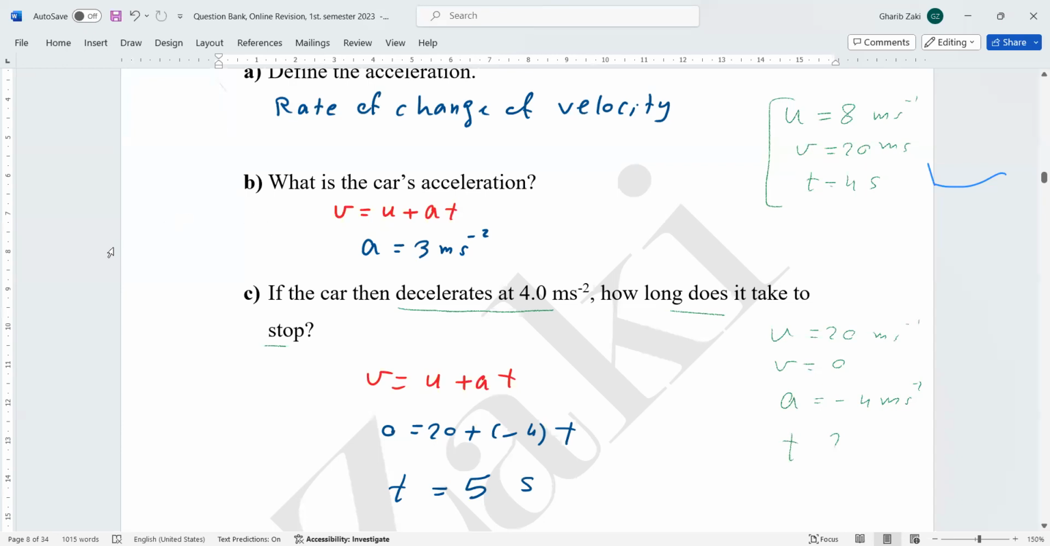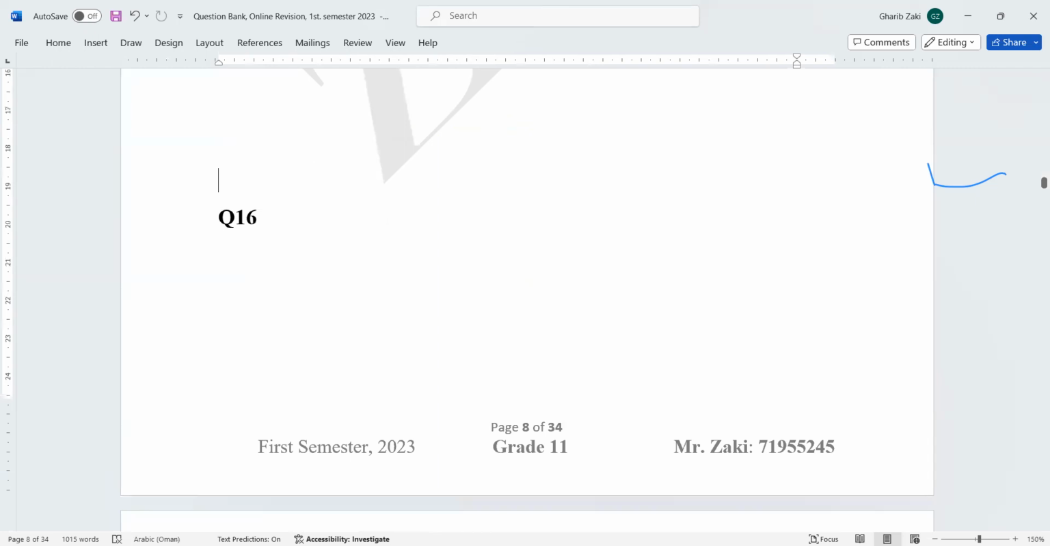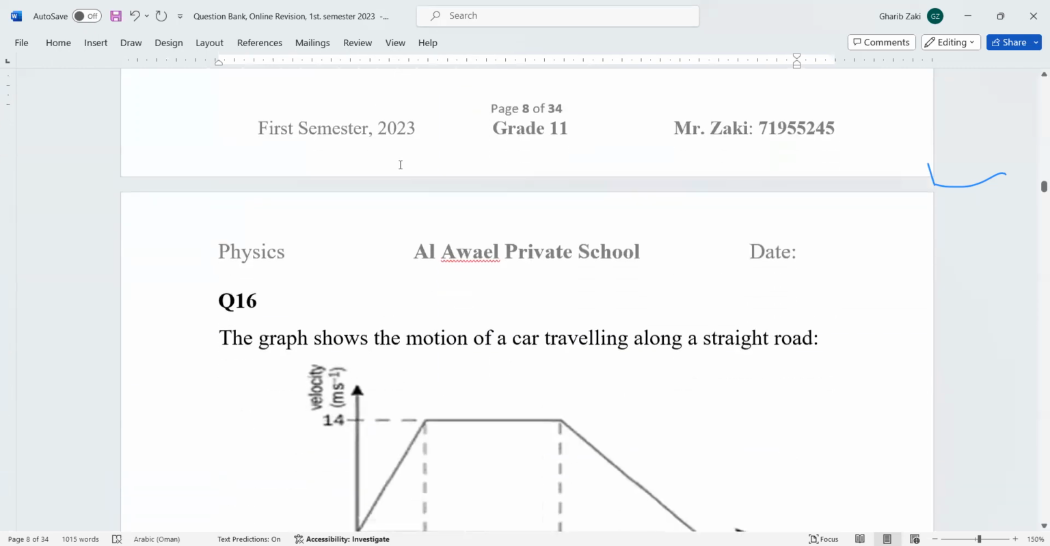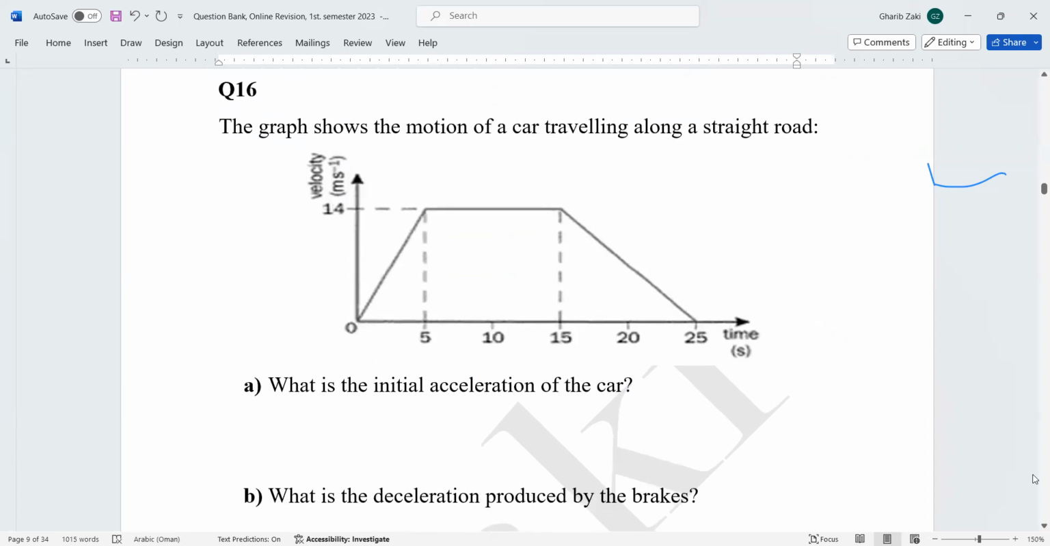Okay. Next question. Next question, number 16. It says the graph shows the motion of a car traveling along a straight road. What is the initial acceleration? The initial acceleration is the slope of this part. So a equals the slope, the vertical change over the horizontal change, which will be 2.8 meters per second squared.